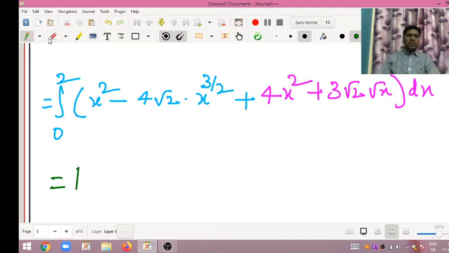Before going to integrate, once again simplify. Next step: integral 0 to 2. Already x square is there, plus 4x square. How much, my dear friends? 5x square.